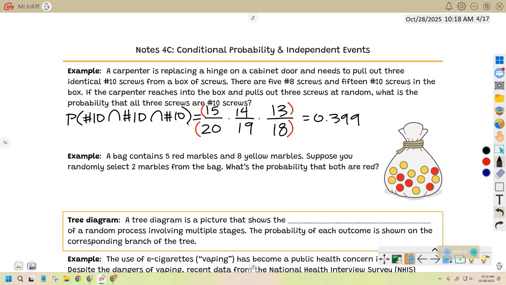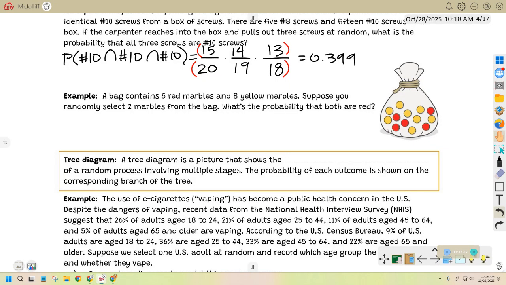Good. I am going to give you a couple of seconds, 90 for good measure. I want you to try the second example. A bag contains 5 red marbles, 8 yellow marbles. Suppose you randomly select 2 marbles. What is the probability they're both red? Give you about 90 seconds.